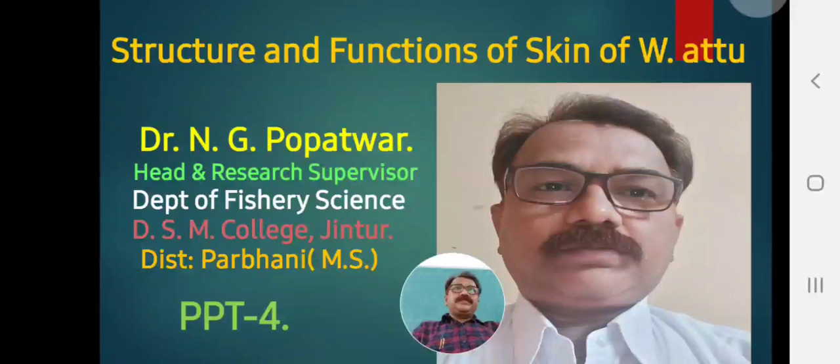Again we have seen that when Wallago attu is mature and full grown, its length is measured from 15 inches to 6 feet. And when the fish is completely mature, scales are absent on the body of Wallago attu and the body is covered by thick soft skin. The body is naked, meaning scales are absent.